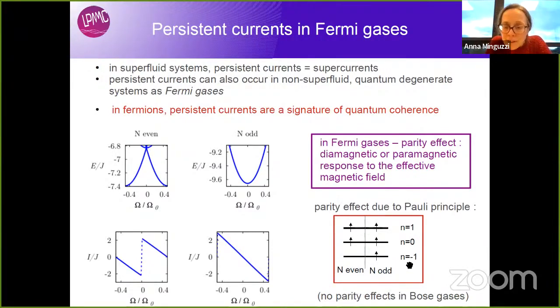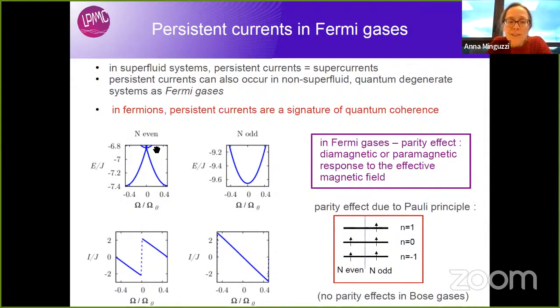And it is readily explained if you think of the Pauli principle, the way you fill fermions into a Fermi sphere. It goes as follows. For odd particle numbers, you have minus one, zero, and one for three fermions. But if you have only two fermions, you actually have two choices. Either you put them in zero and one, or you put them in minus one and zero.